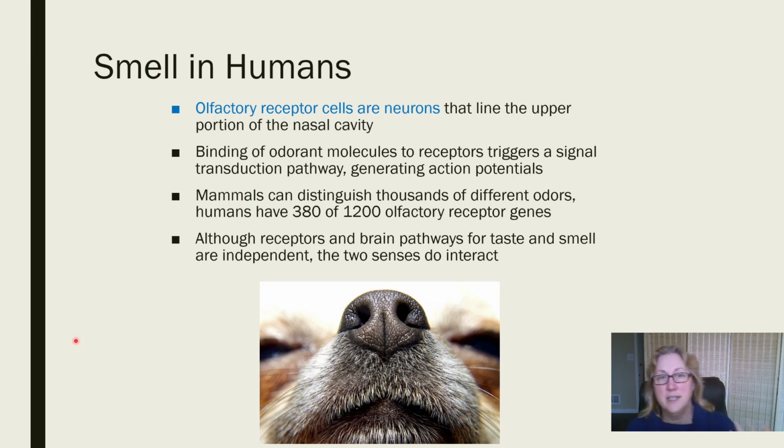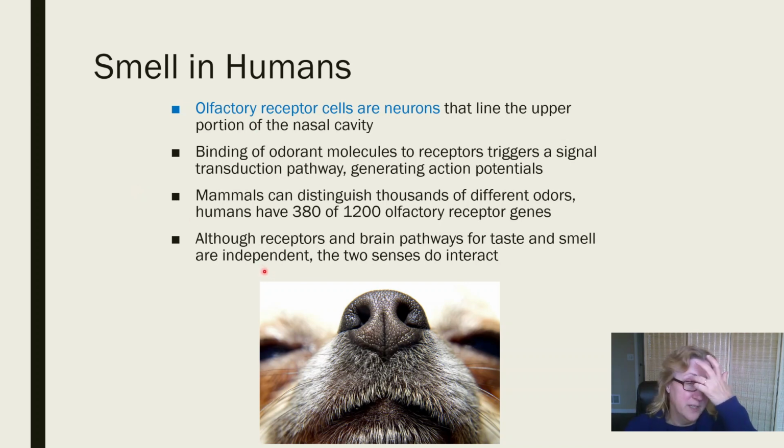Olfaction, so this is things dissolved in the air. This is a part of our experience of food that we eat, because food that you eat, some of those molecules also go up into your nose, and that's part of the flavor of the food, but it's a separate sense. And we have, again, specific receptors that detect certain molecules and send action potentials when they detect those molecules.